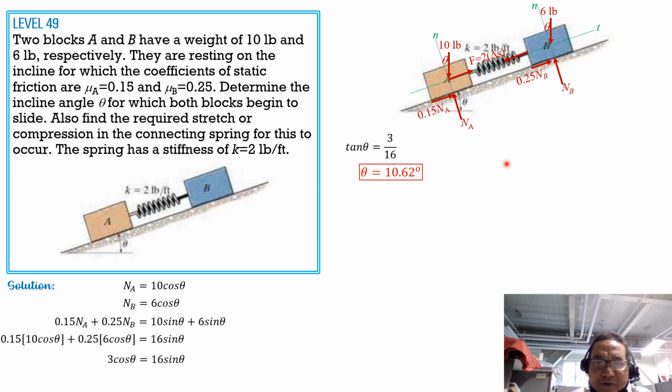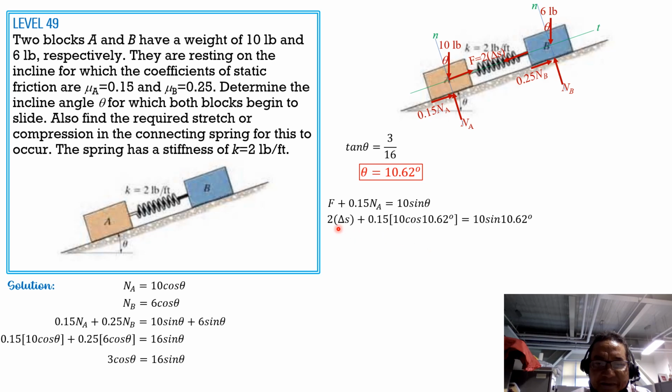So summation of forces tangential equals 0. So F plus 0.15 NA equals 10 sine of theta, where F is 2 delta S, then 0.15 of NA, which is 10 cosine of 10.62 degrees, equals 10 sine of 10.62 degrees. So leaving delta S as the only unknown in this equation, we can now solve for delta S in feet: 0.1843 of a foot.